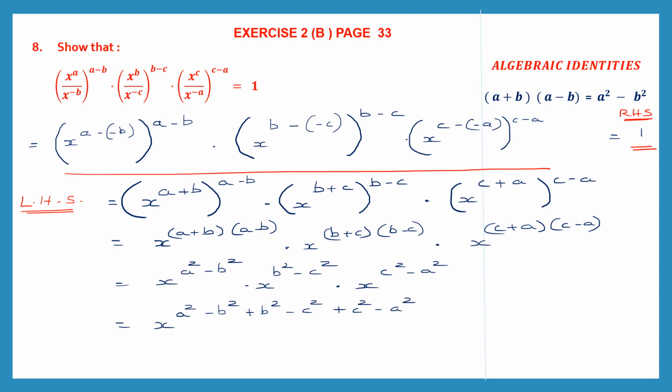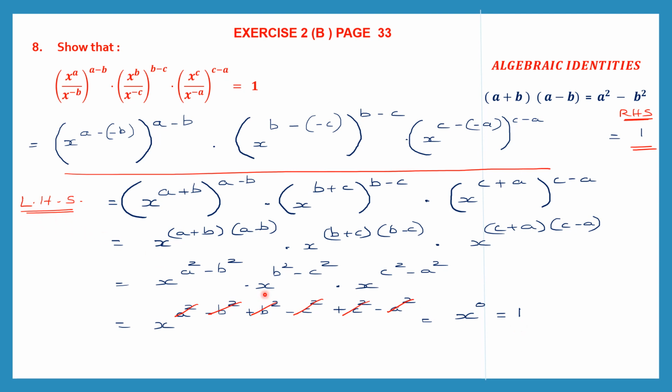So here what do we have now? As you can see we have a square and minus a square which will get cancelled. Then we have minus b square and plus b square that will also get cancelled. And again here we have minus c square plus c square which will also get cancelled. So this is x raised to the power of 0. Anything raised to the power of 0 is 1. So we can see that x raised to the power of 0 is 1.